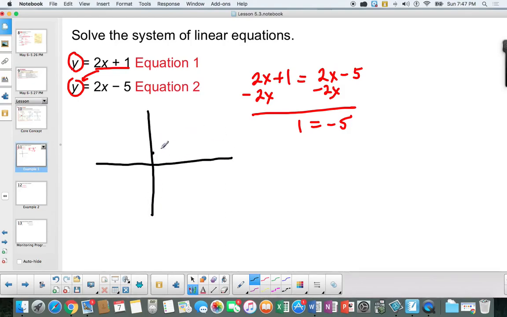So one of them is intersecting at 1 and has a slope of 2. The other one is intersecting at -5 and has a slope of 2. So when I see something like this, I know I have no solution.